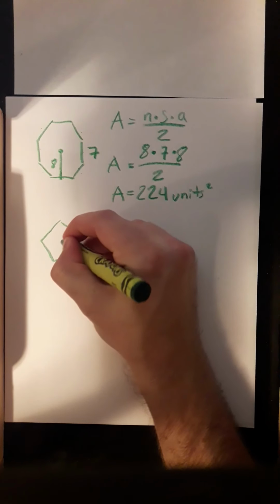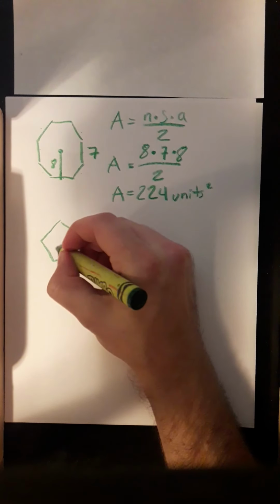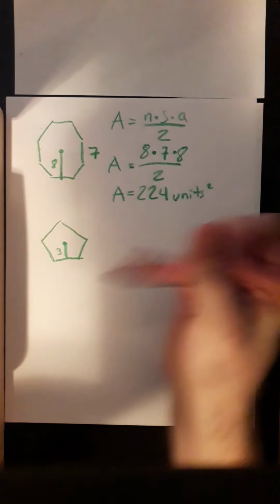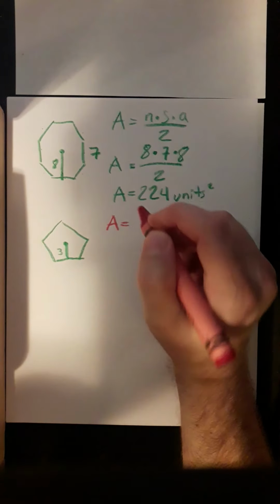And I told you the apothem was 3 long. And I said, find the area. And so then we're like, okay, let's use our math brains.